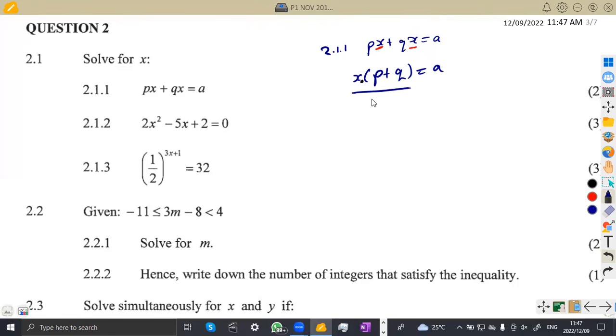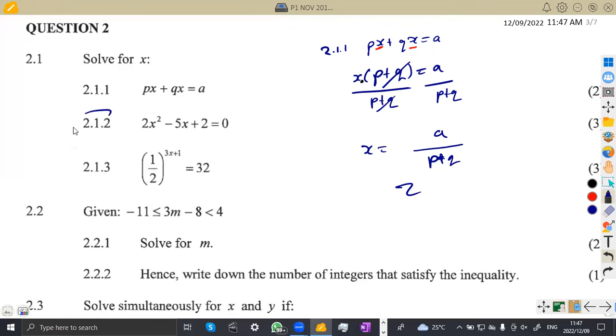So to remove the p plus q, you just have to divide by that bracket throughout the given equation. So that cancels, and x is going to be equivalent to a over p plus q. So that is what you're going to have in terms of a, p, and q.